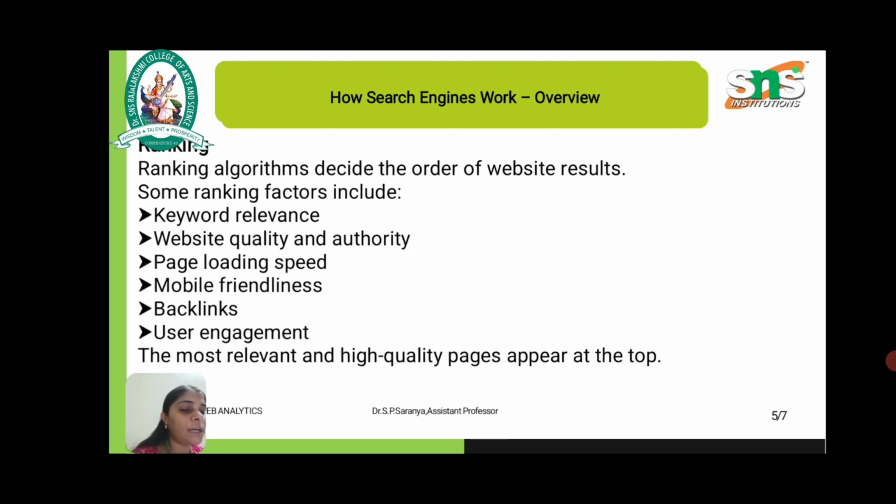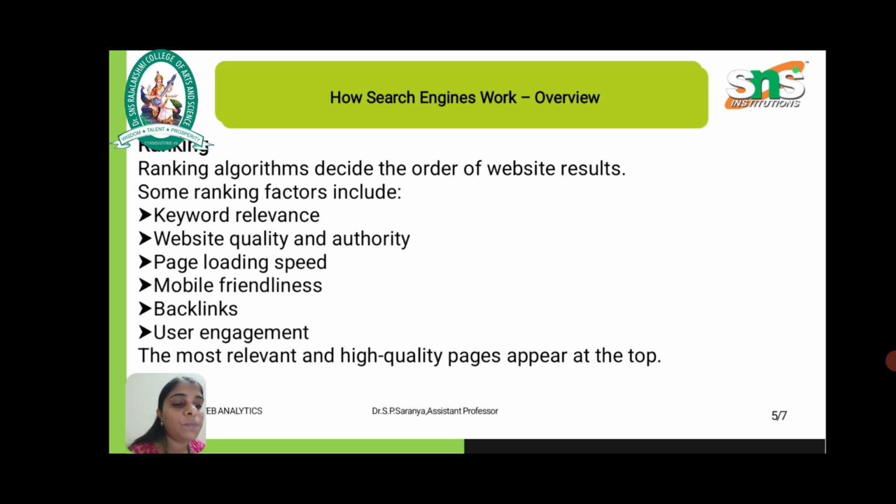Next one is ranking. It is simply deciding which page should come first. Now comes the core of the search engine: ranking. When a user types a query, what they want, for example benefits of yoga or best programming language, the search engine does not search the entire internet. Instead, it searches its own index.